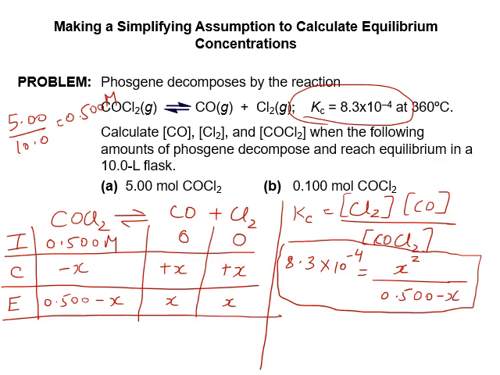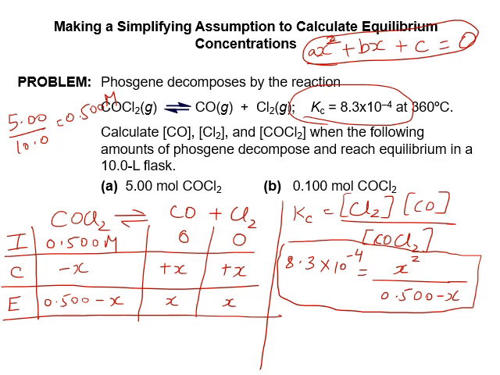A quadratic equation is something that looks like this: ax squared plus bx plus c equals 0. So you might have used these equations sometime in math. These equations are a little tricky to solve. So what do we do? As chemists, we try to make assumptions so we don't have to do this much math.